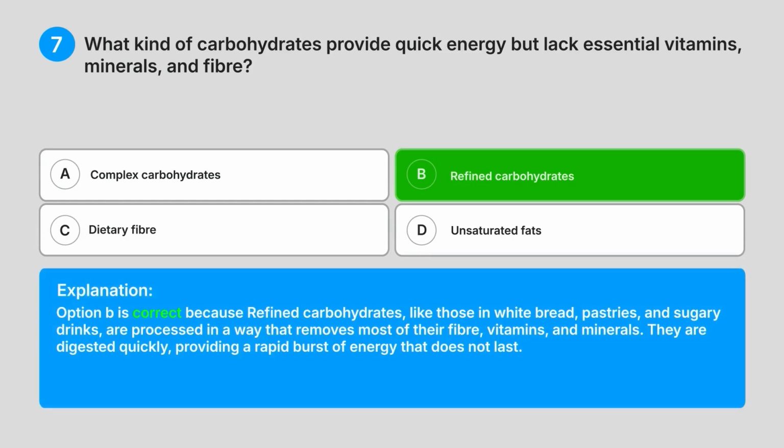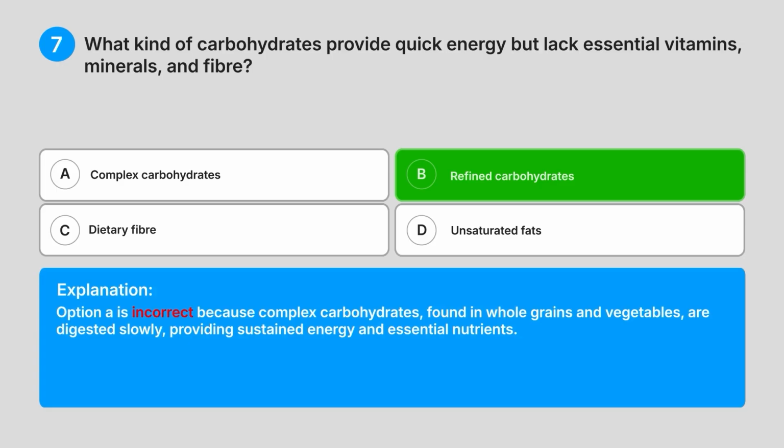Explanation: Option B is correct because refined carbohydrates, like those in white bread, pastries, and sugary drinks, are processed in a way that removes most of their fiber, vitamins, and minerals. They are digested quickly, providing a rapid burst of energy that does not last.